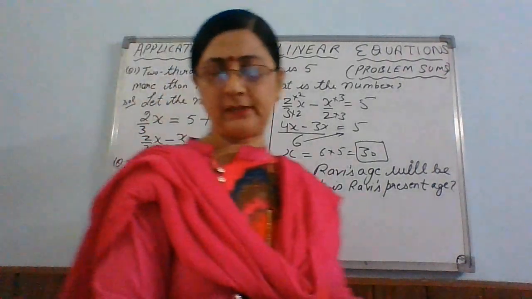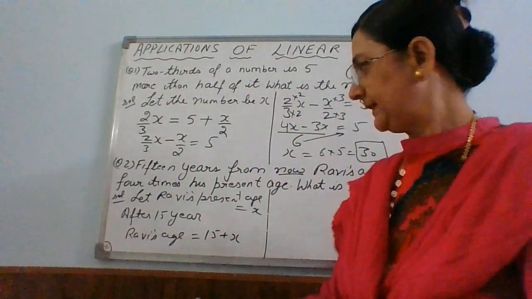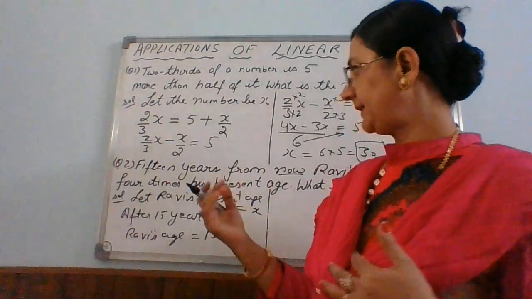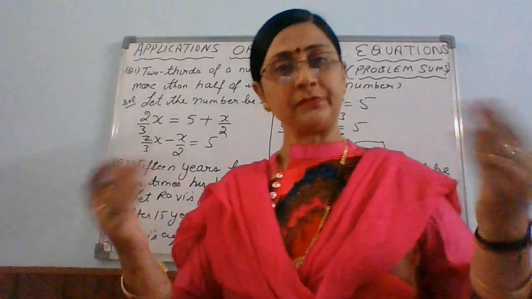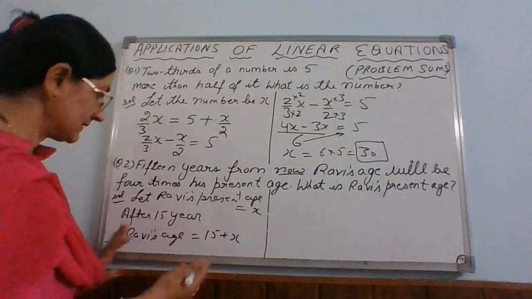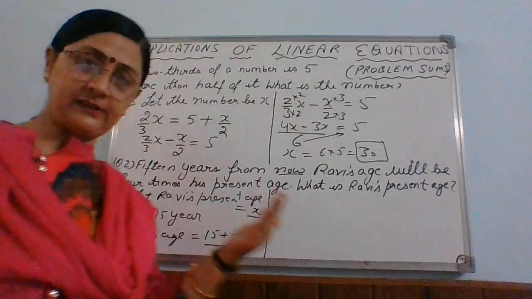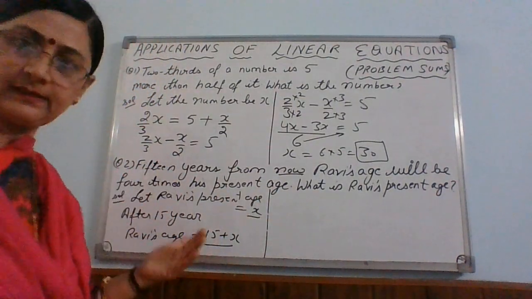Or x plus 15, right? Present age plus 15. Whatever his present age was, you have to add 15 to it because we are comparing with the age after 15 years. Okay now, we have these two ages, the present age and the age after 15 years. Now let us read the statement again.